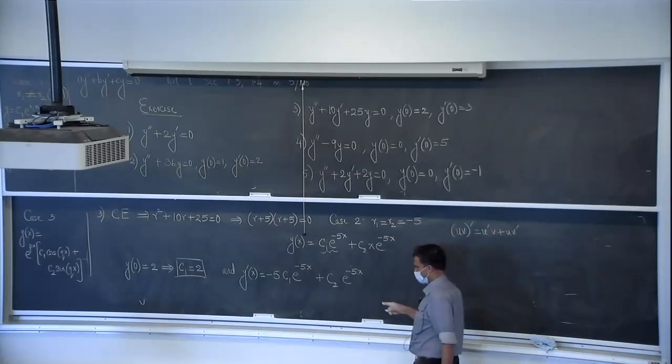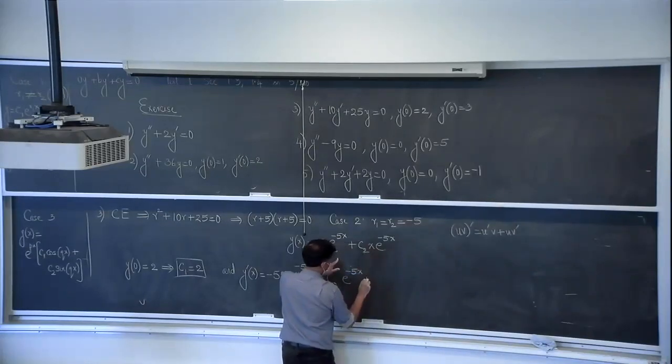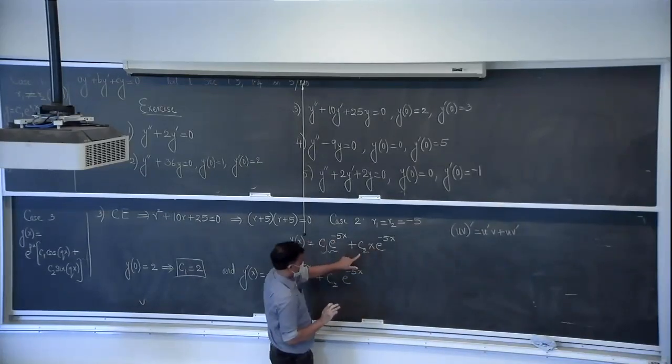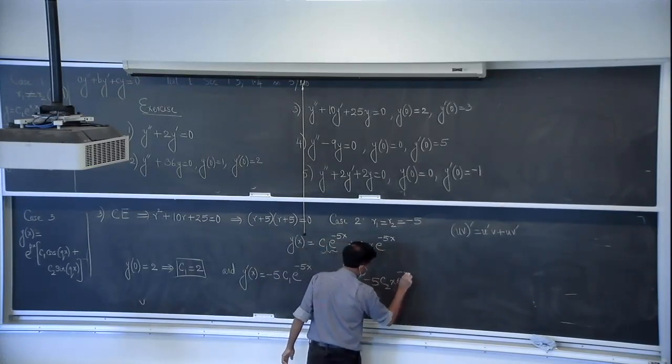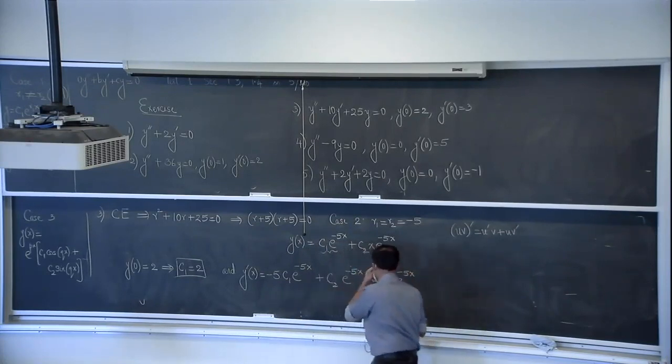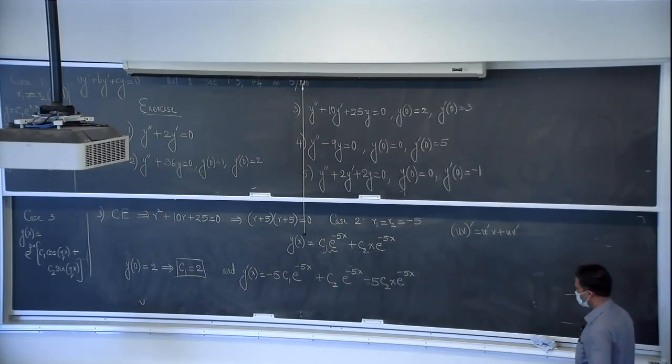Don't forget to do product rule if you have multiple terms. So this is one of the terms. And then you have C2 x times the derivative of this, which is -5 C2 x e to the power of -5x. So if you forgot the product rule, please go and review it. Nothing fancy there.